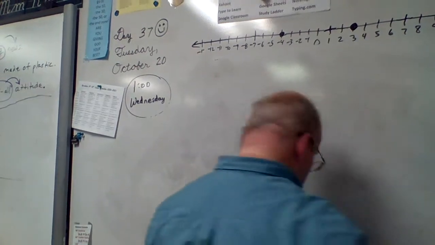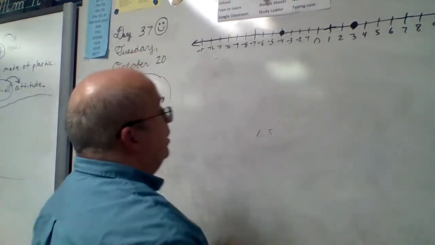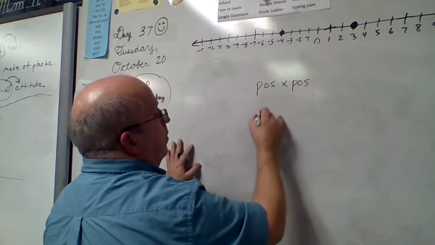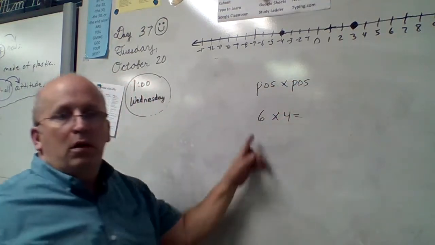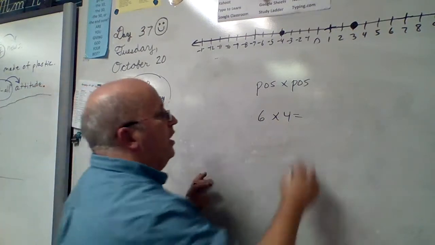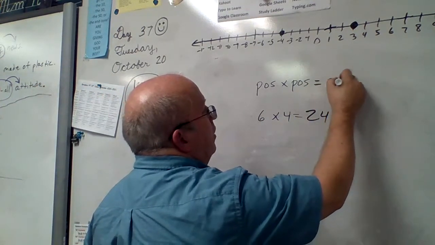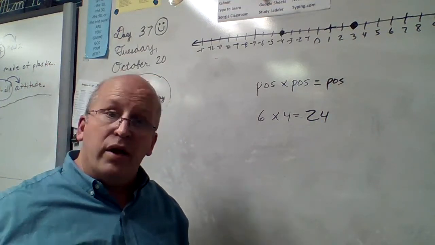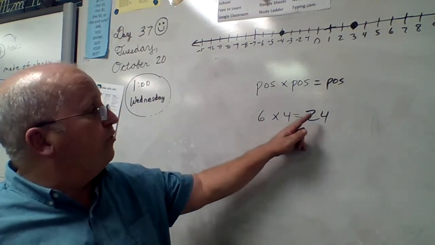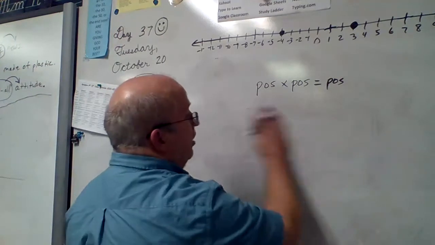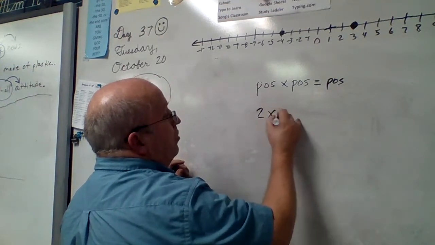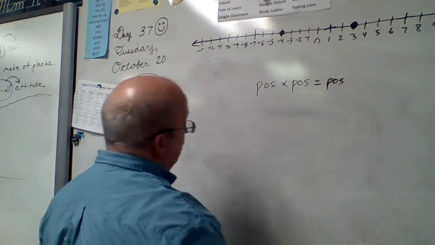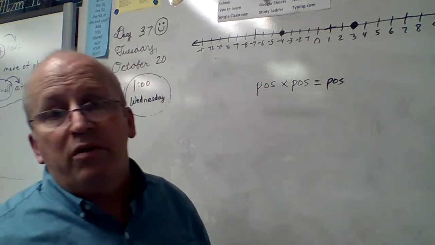Rule number 1, really easy. You already know it. If we're multiplying by a positive number, what kind of answer do we get? Positive 6, positive 4, you get a positive number, right? You've known that all along. You've known it since probably 3rd grade, maybe even 2nd grade. A positive 6 times a positive 4 is a positive 24, right? If I change the numbers, it doesn't matter. A positive 2 times a positive 10 is a positive 20. Positive number times a positive number is equal to a positive number.